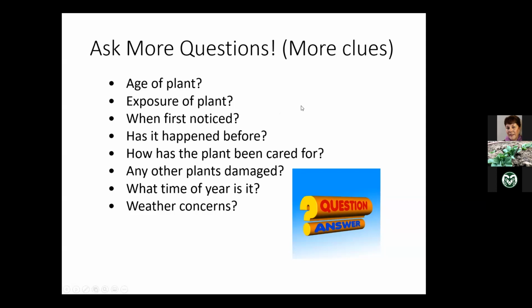How has the plant been cared for? Has it been watered on a regular basis? Do they fertilize? Have they treated it with anything? Do they take care of the landscape themselves, or do they have a service do it? And do they have records if a service comes and takes care of their landscape, so that they know? So again, just asking lots and lots of questions to help us get to our answers.